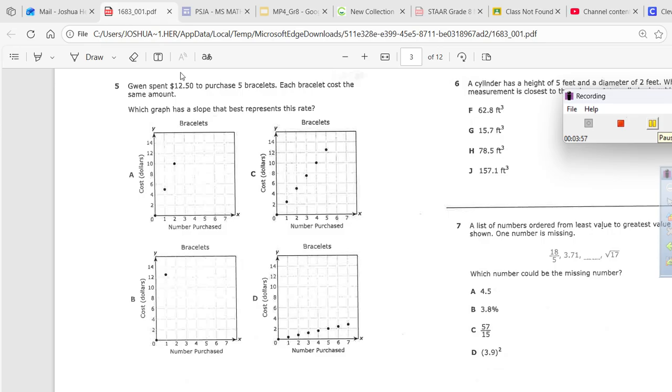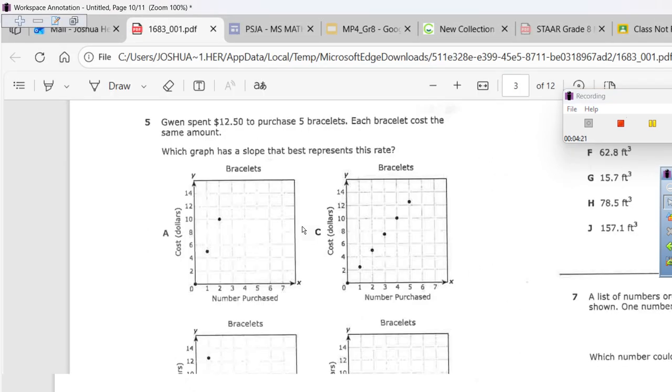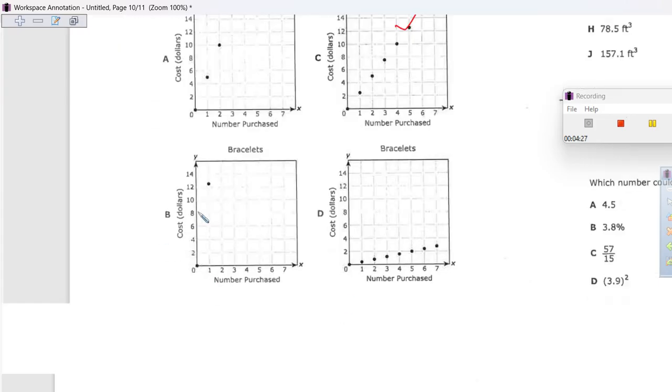Okay, so every time you see these, just match the numbers, right? Look at the sides, the x and the y axis. This is cost, so that's the number. Bracelets, 5. So we're going to go to 5 bracelets up to 12.5. Nope, not there. We go to 5 up to 12.5. That looks like my answer right there, actually. 5 and up to 12.5 matches. Check. I'm going to say that's my answer. So yes, C is my answer.